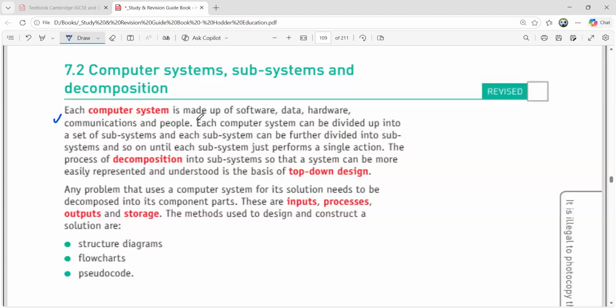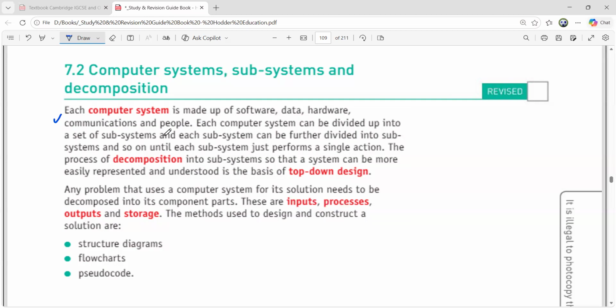Talking about the parts, the parts are software, hardware, data, communications, and people. Because without any of these components, you will not be able to get the task done. That's why these are all important for making a computer system.